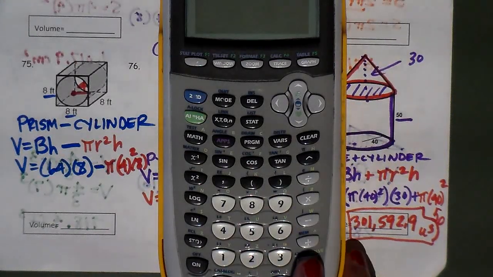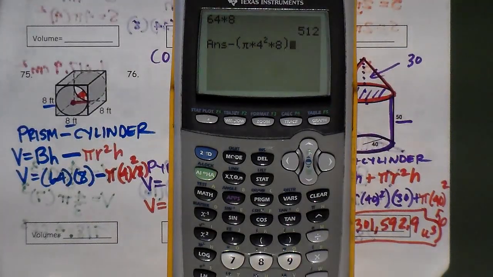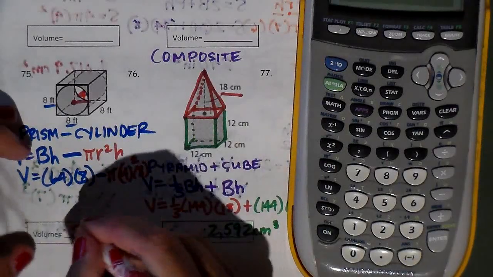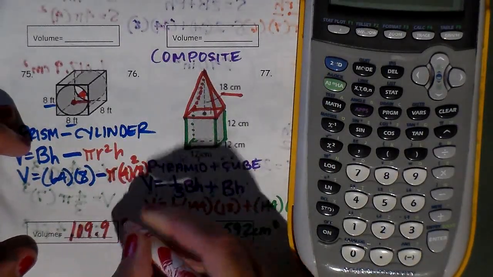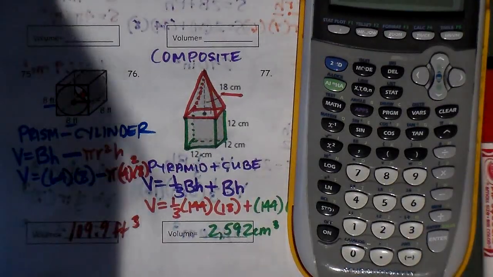Okay, you see that? Well, obviously you can't because I don't have it on the computer. There we go. And so I get 109.9, and that is going to be my volume, and that is feet cubed. So there we go. There's the rest of the review.